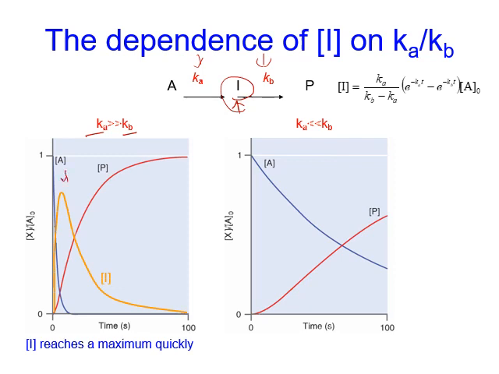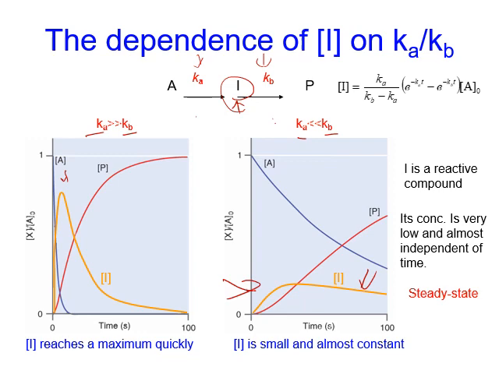decrease with time. Now, if the second step is fast and the first step is very slow, so Kb is much greater than Ka, in this case, the concentration of I remains very small and almost independent of time. So it's almost constant. And this is when the intermediate I is a very reactive compound, such as a radical. We know a radical is very reactive, so it's a high energy compound.